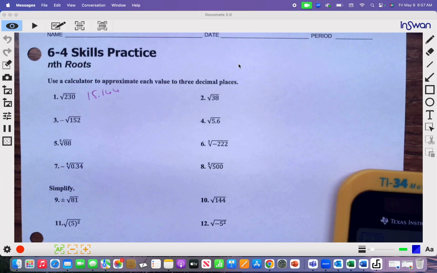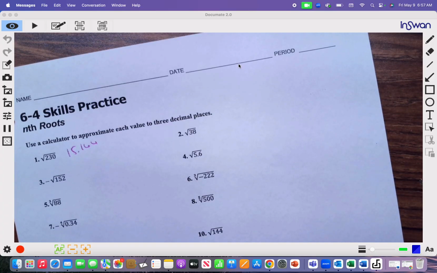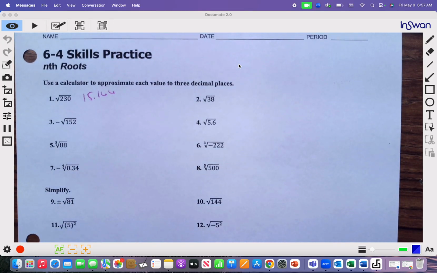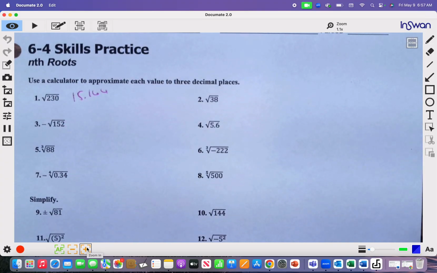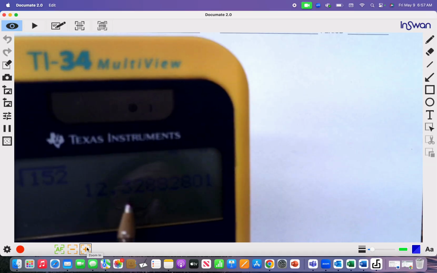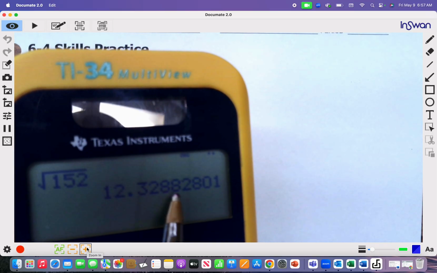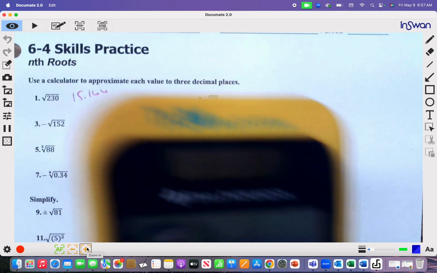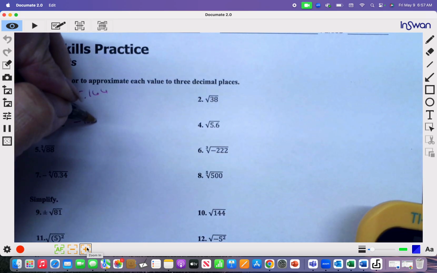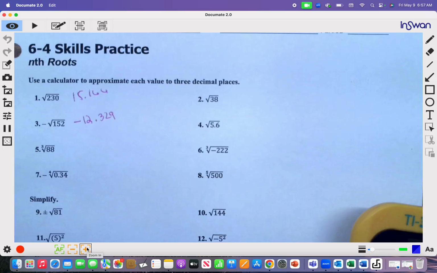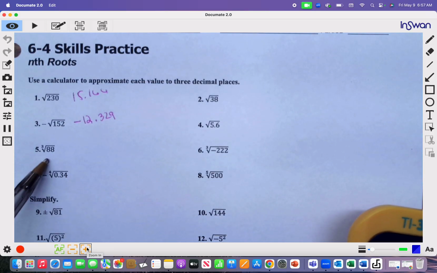Now on number 3, there's a negative on the outside of the radical, so our final answer is going to be negative, but I'm not going to put that part into the calculator. I'm just going to put in the radical 152 and then round it and make my answer negative. So we're going to go out 1, 2, 3 places. Since there's an 8 next to this 8, it goes up to a 9. So we're going to call it negative 12.329.